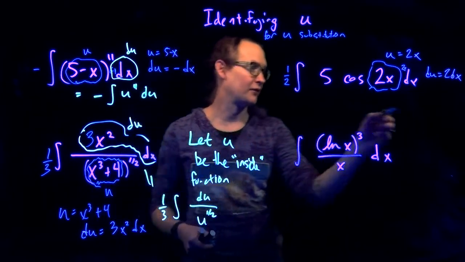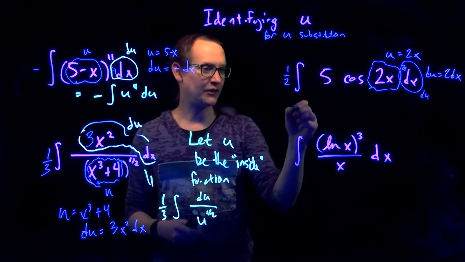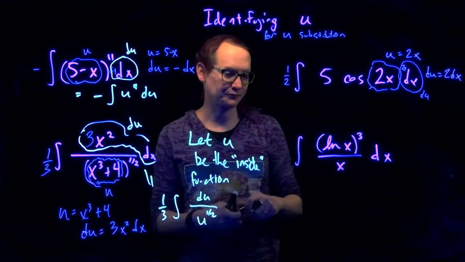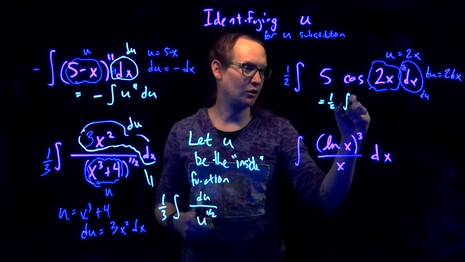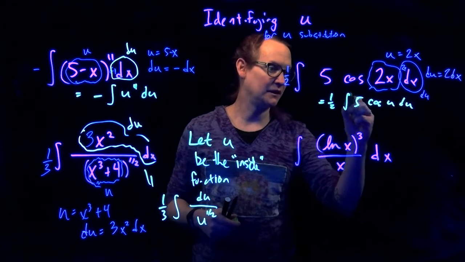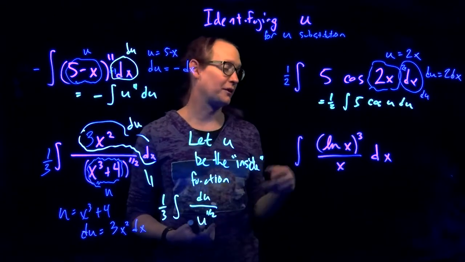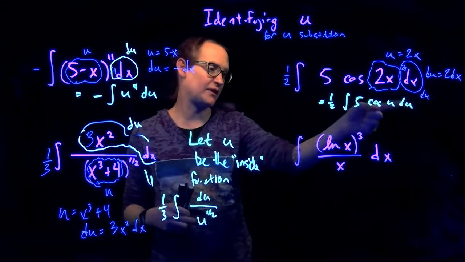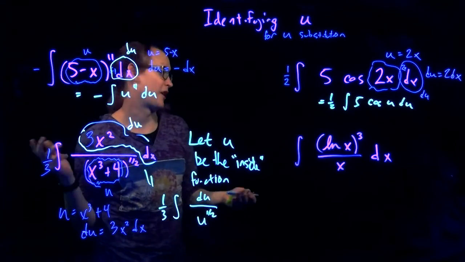So now I have 2 dx. That's du. And this function turns into a half of the integral of 5 cosine of u du. And now I know how to integrate cosine of u because the derivative of sine is cosine. And so this is just using the basic formula for integrating cosine or sine.